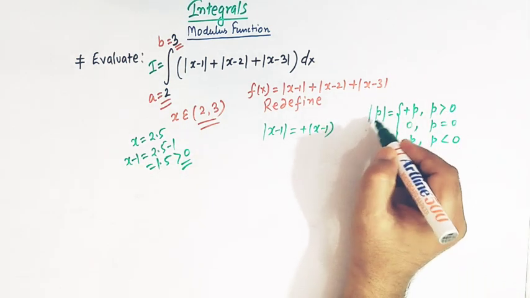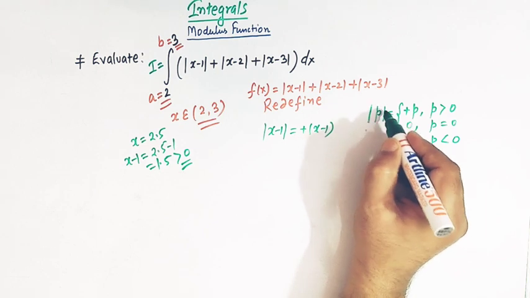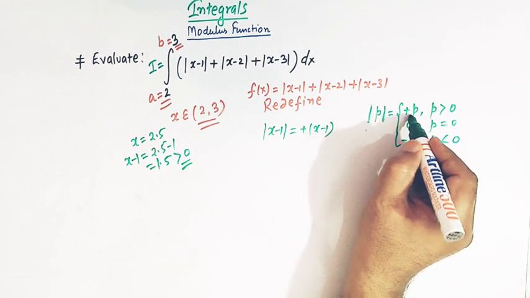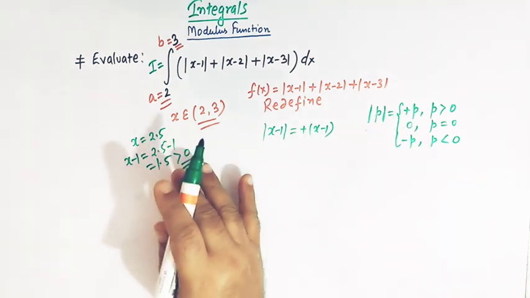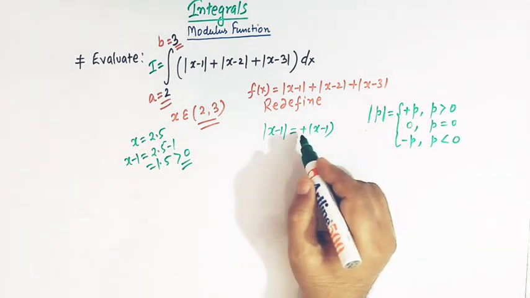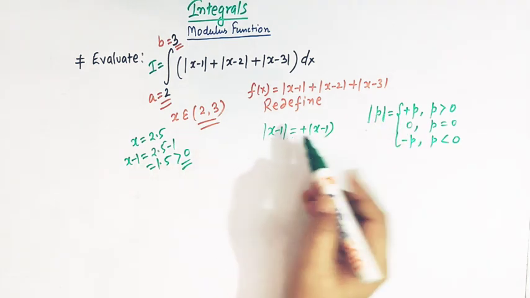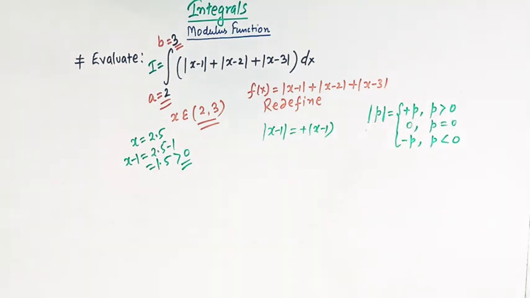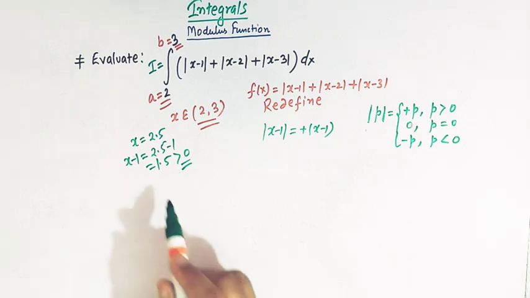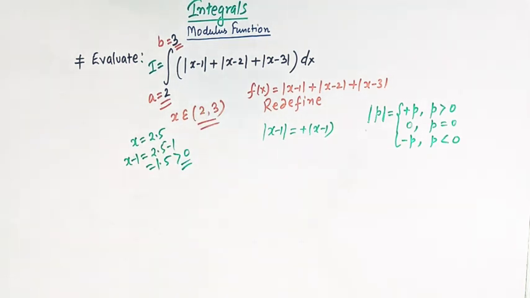So it means the term which is inside these two lines should be positive, right? So this is an easy method to get the sign of mod function, right? So mod of x minus 1 is positive x minus 1 whenever x belongs to 2 comma 3.